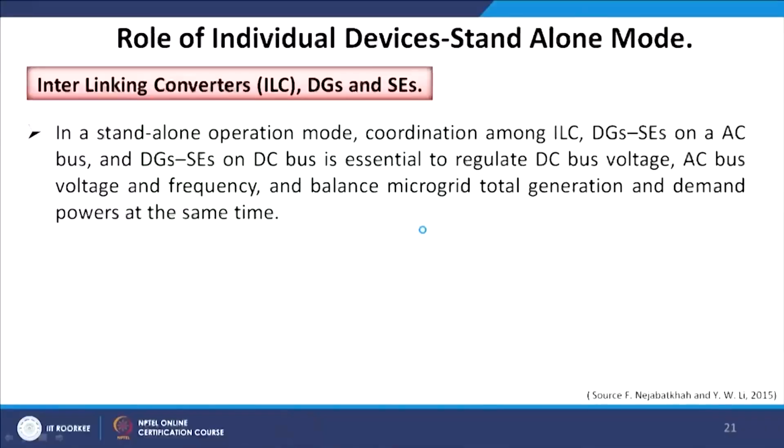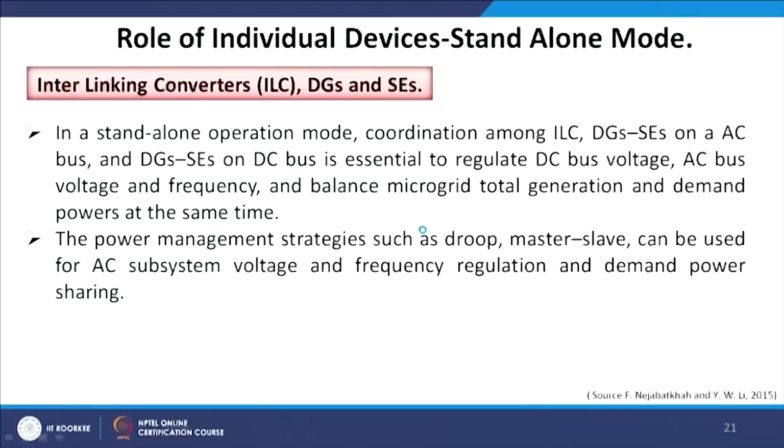Interlinking converters, distributed generators as well as storage elements do take care of the complete DC bus voltage and AC bus voltage and frequency. Parallelly, they also play an important role to balance your generation and demand at the same time. The power management strategies such as droop and master-slave can be used for AC subsystem voltage and frequency regulation and for the demand power sharing.